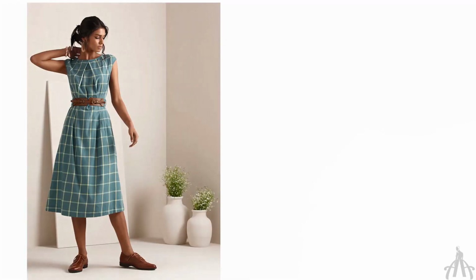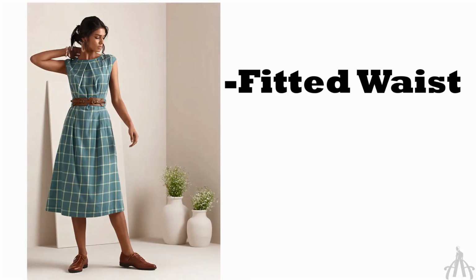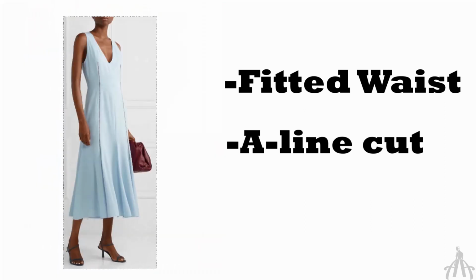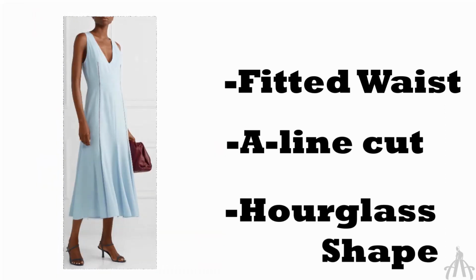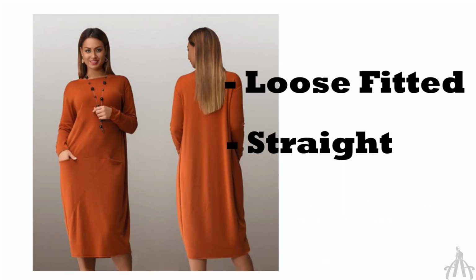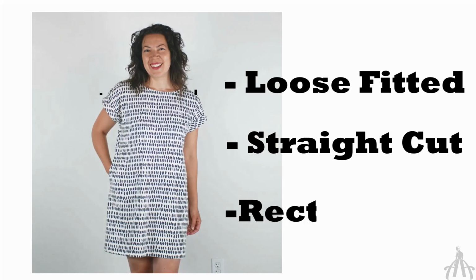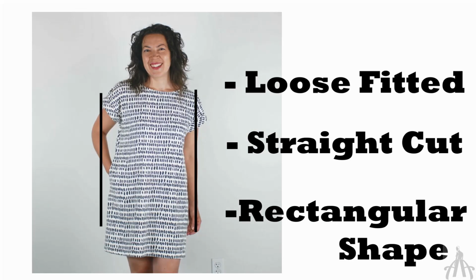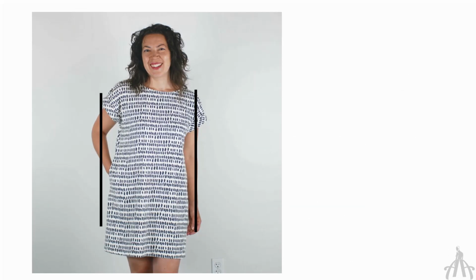For example, a dress with a fitted waist and A-line skirt creates an hourglass shape that flatters most body types. On the other hand, a dress with a loose fit and straight cut creates a rectangular shape that can be styled with accessories or layers.